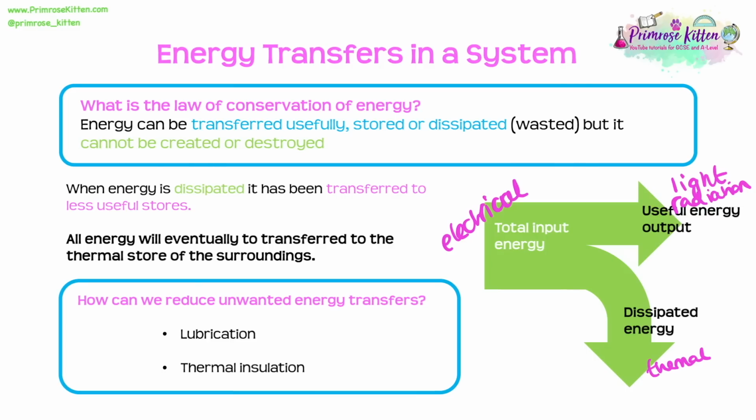However, always have a think about the context of the question. For example, lubrication might be useful if we're talking about things rubbing over each other, because that will reduce the friction and therefore that thermal energy transfer that wouldn't be useful. However, I'm sure you can imagine that that wouldn't be useful for every example. So try and always think about the context and think, how can you reduce that unwanted energy transfer?